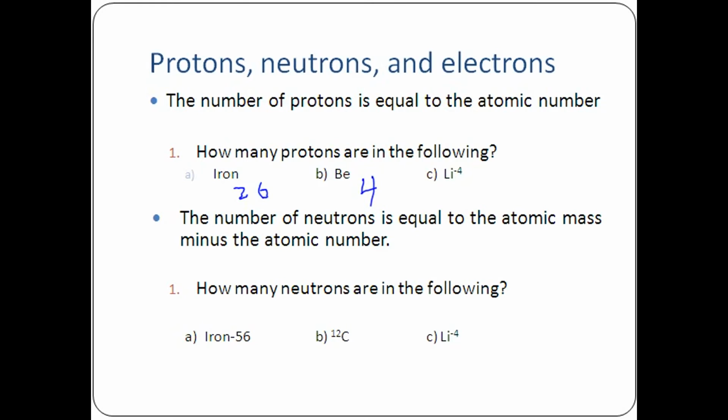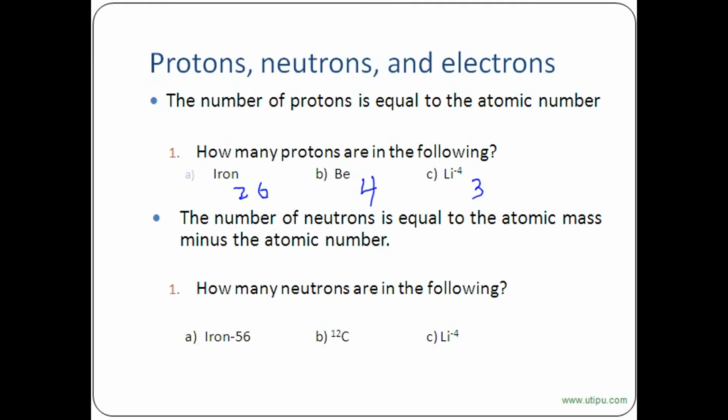Lithium, it says lithium-4. Now we'll talk about what that -4 up there means in just a second, but for right now we ask, does that affect what the atomic number is? Lithium has an atomic number of 3. The -4 doesn't affect it, so it's just 3. So protons is always the easy one to get. You just look at the atomic number and that's the number of protons, period.